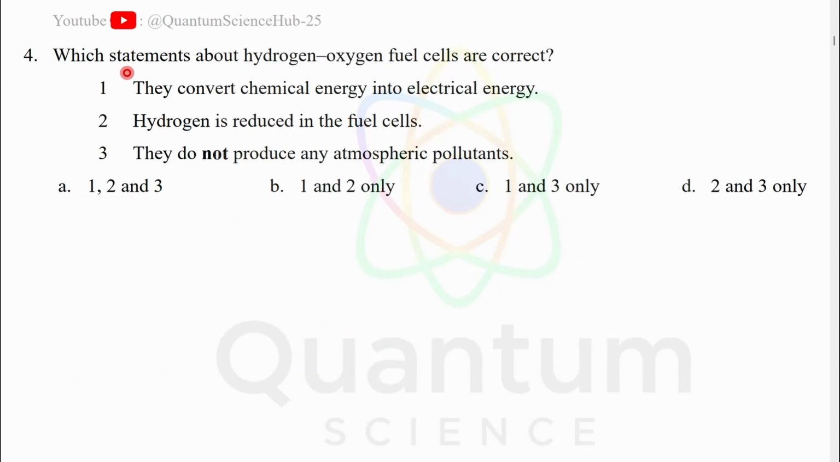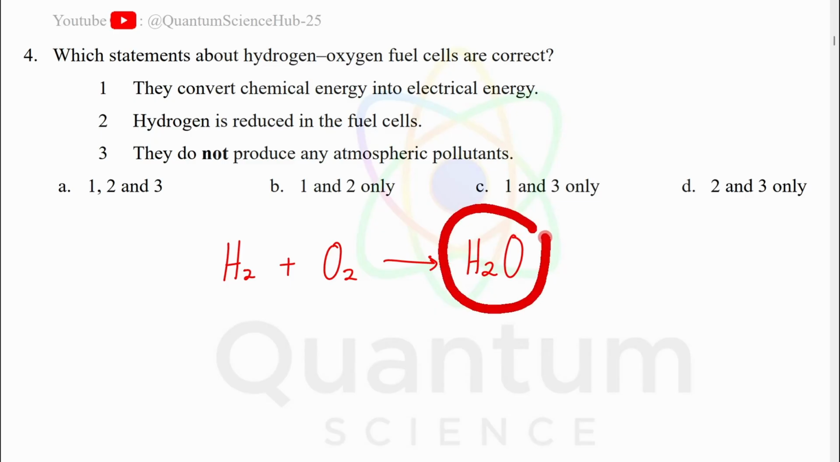Question 4. Which statements about hydrogen-oxygen fuel cells are correct? Okay, let's take a look in here. Statement 1. They convert chemical energy into electrical energy. Yes, it is. Because hydrogen H2 plus oxygen O2 will produce H2O, right? So they convert chemical energy into electrical energy. So statement 1 is correct.